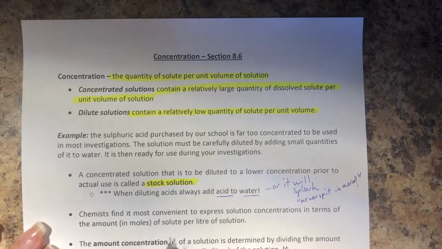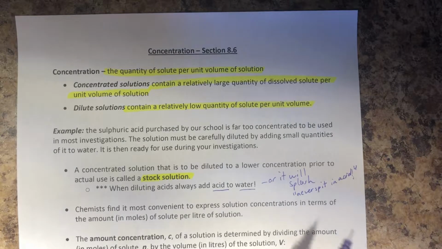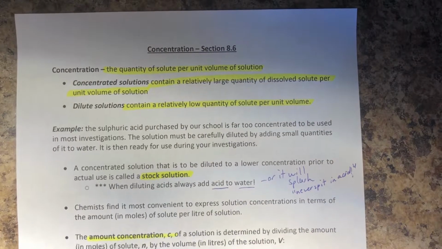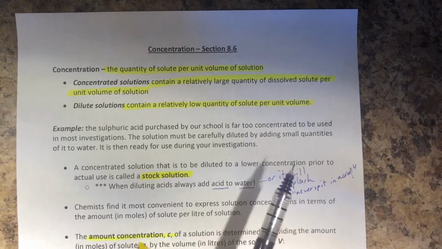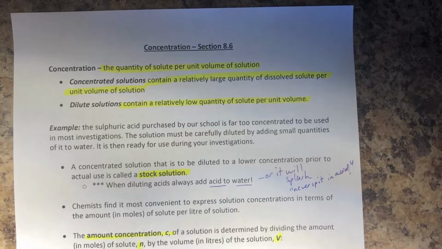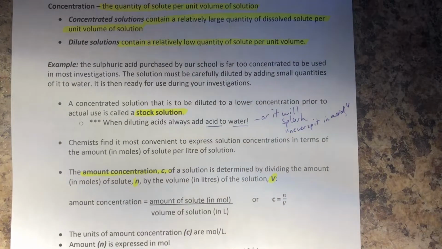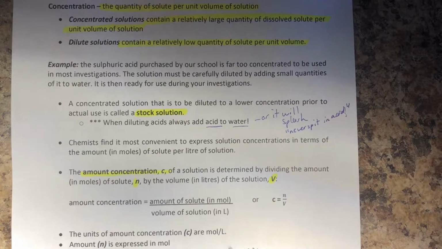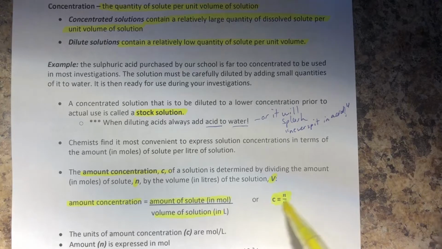Chemists find it most convenient to express solution concentration in terms of the amount, or moles, of solute per liter of solution. The amount concentration, or C, of a solution is determined by dividing the amount in moles of solute, as the letter n, by the volume in liters of the solution, and that would be capital V. So the formula then would be amount concentration equals the amount of solute in moles divided by the volume of solution in liters, or C equals n over V.